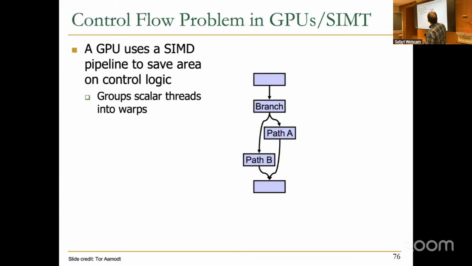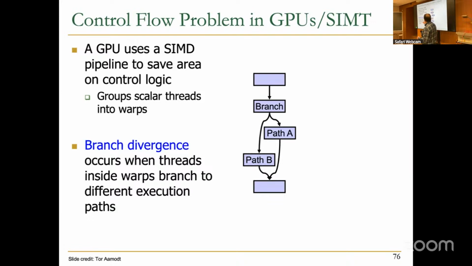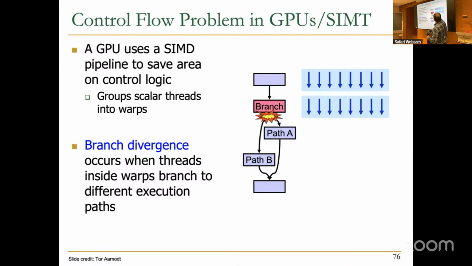And this can cause a reduction in your warp efficiency. A GPU uses a SIMD pipeline to save area, as you know, and this can cause what we call branch divergence. So you have a warp where all threads are active, and then you reach a branch instruction, and some threads want to take path A, some of them want to take path B. And then this fully active warp diverges into two less full, partially active warps.